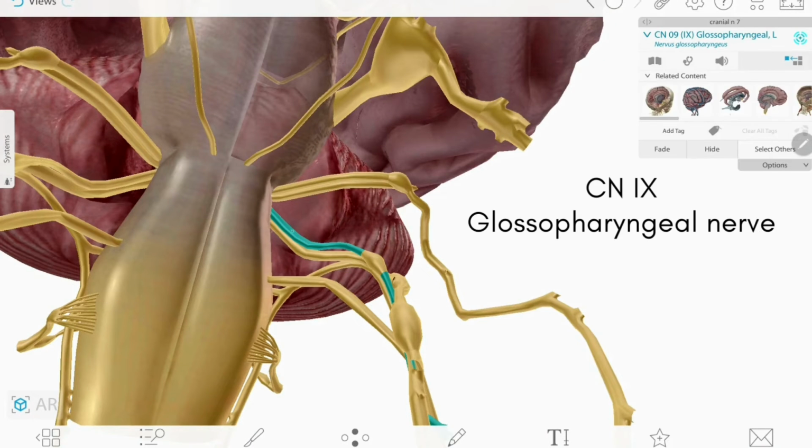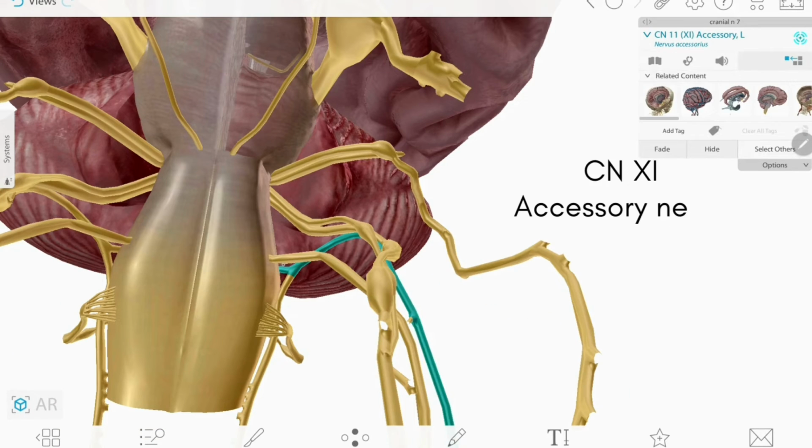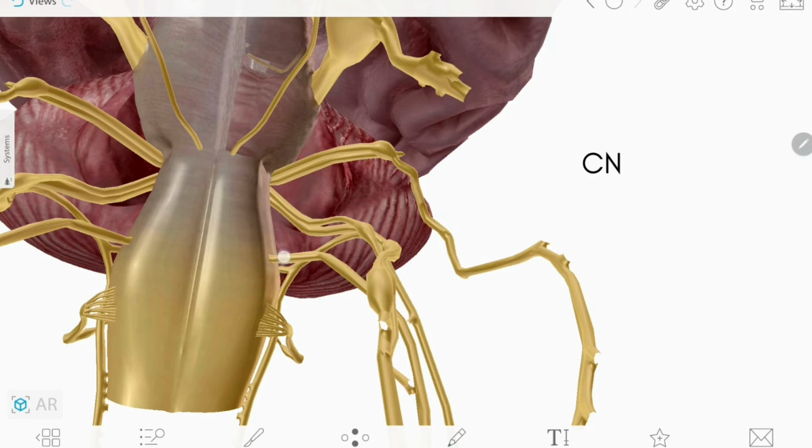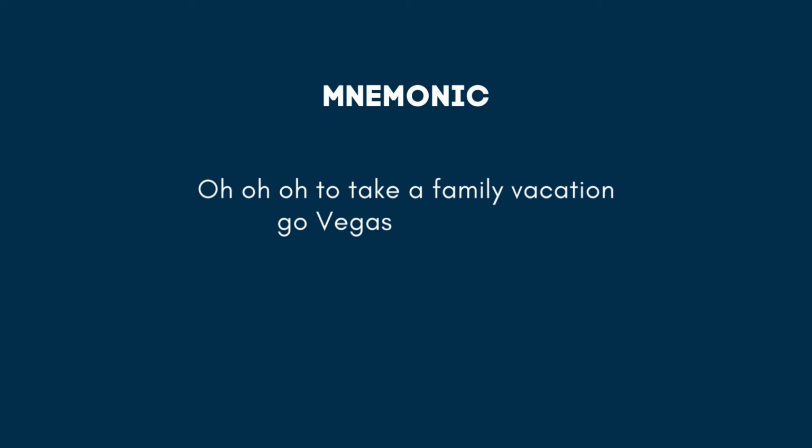Glossopharyngeal nerve is the ninth. The vagus nerve is the 10th. The accessory nerve is the 11th. The hypoglossal nerve is the 12th. Using a mnemonic will help you recall these nerves more easily. For instance, to take a family vacation, go Vegas and Hawaii.